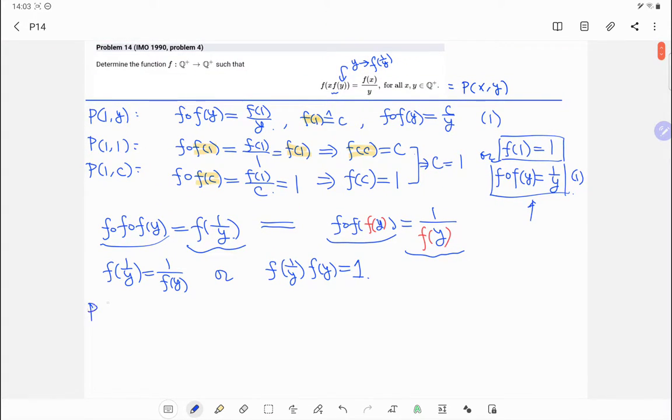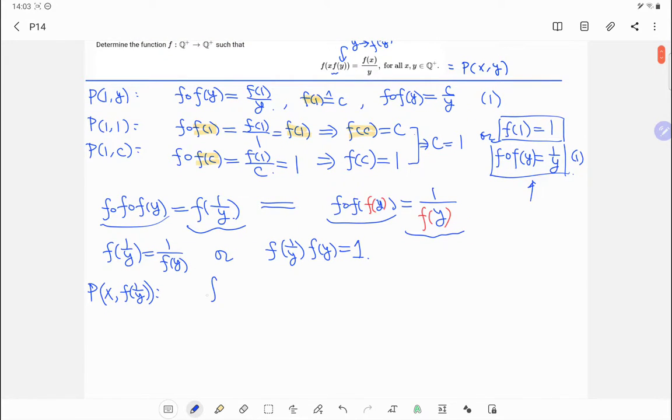So let's see here, P(x, f(1 over y)). We will have f(x) times f(f(1 over y)). The right hand side will be f(x over f(1 over y)). And we see here f(1 over y) is 1 over f(y), which means it is f(x) times f(y).